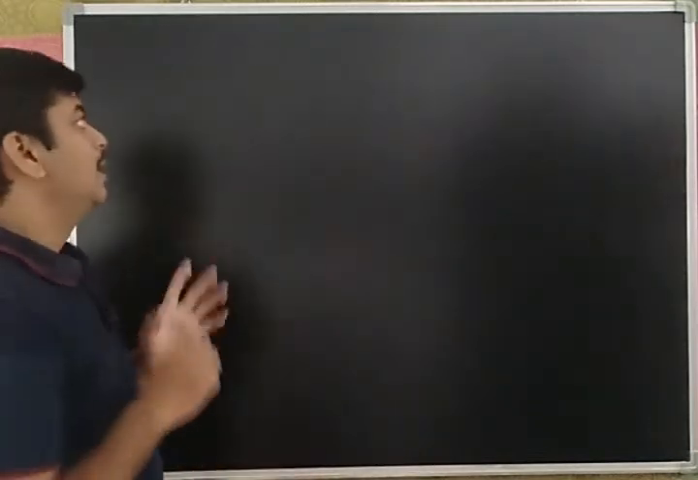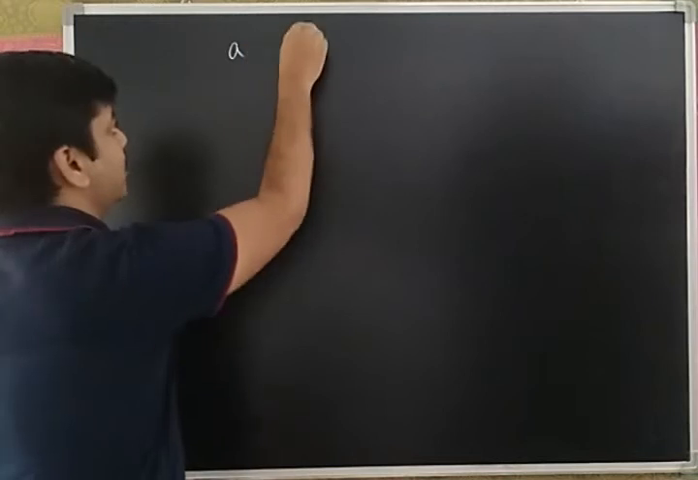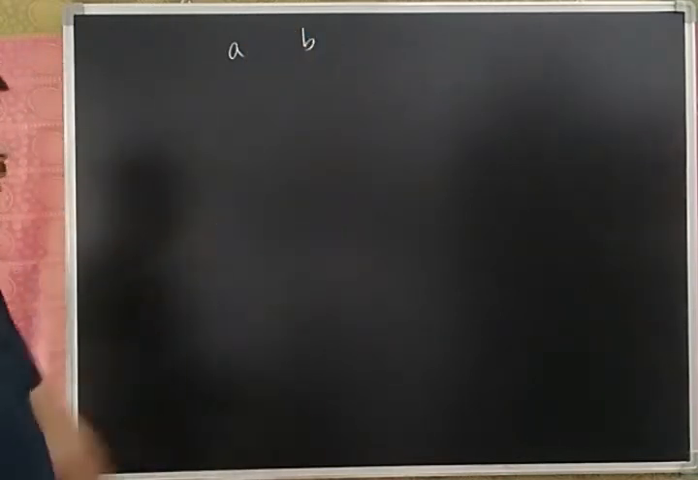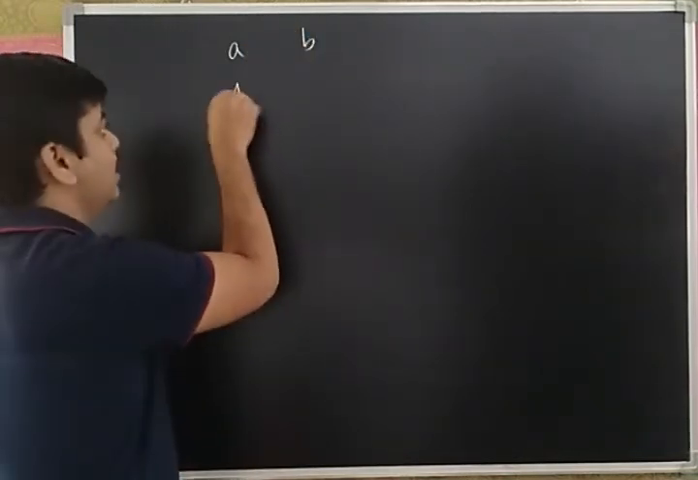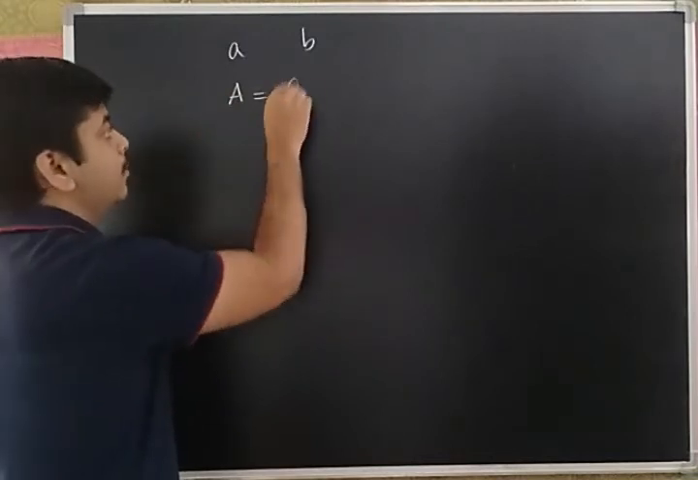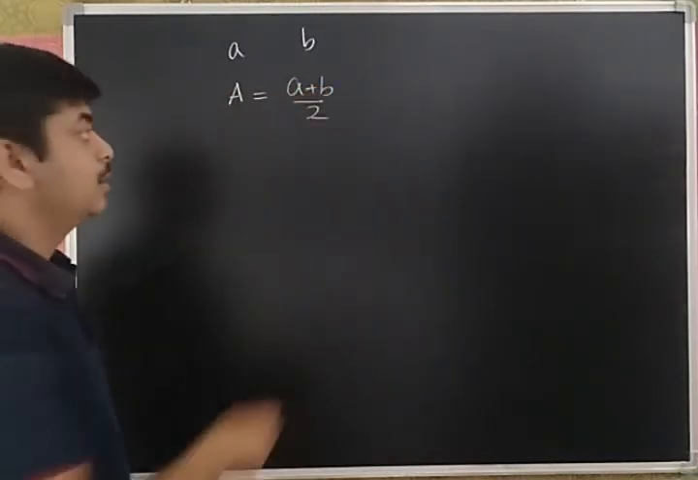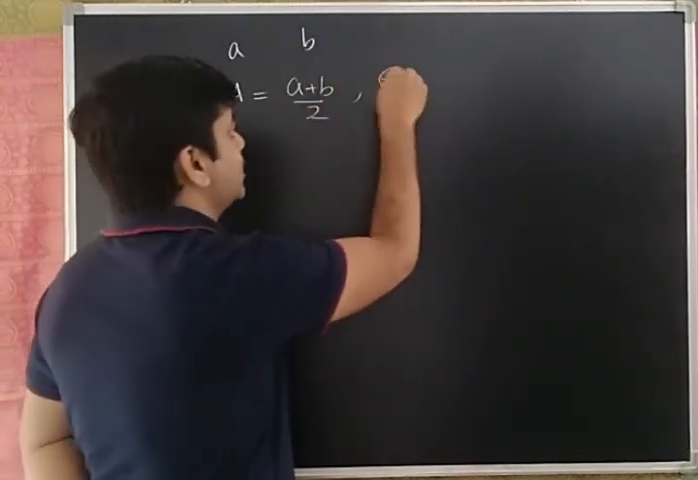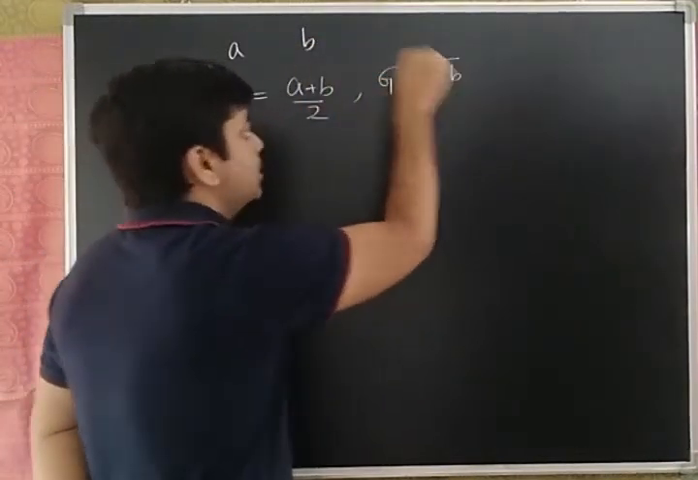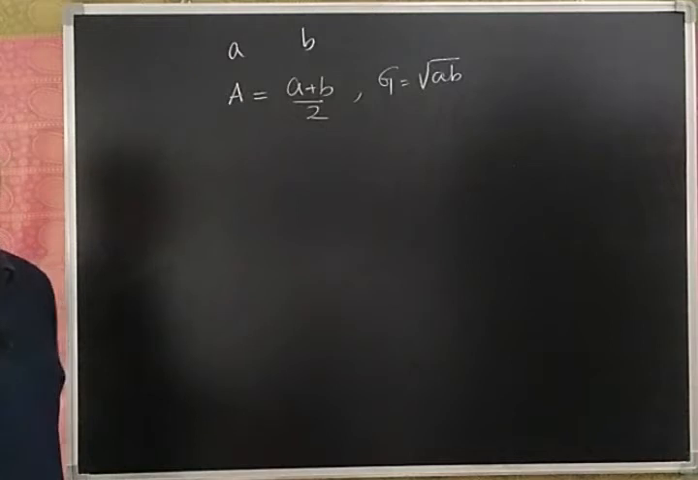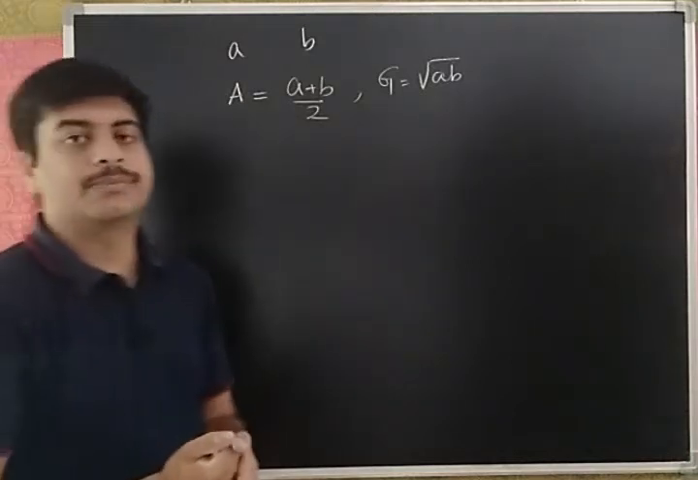See here, let us take two numbers a and b. What is the arithmetic mean for these two? I will represent it with A. Arithmetic mean of these two, if you remember, is (a plus b) by 2. What about the geometric mean? Geometric mean of two numbers a and b is root over ab. So, is there any relation between these two?